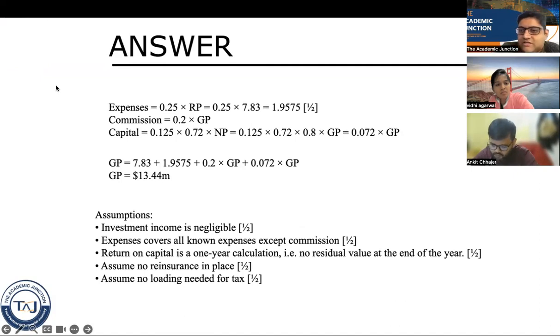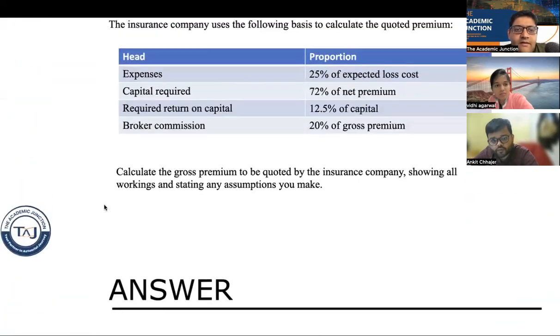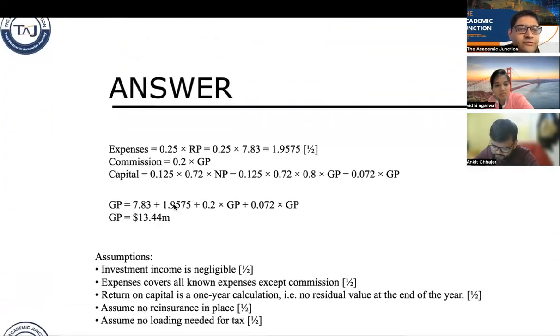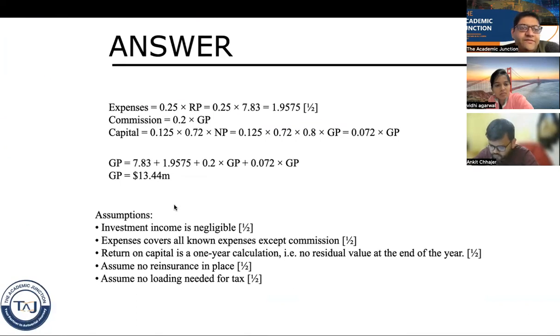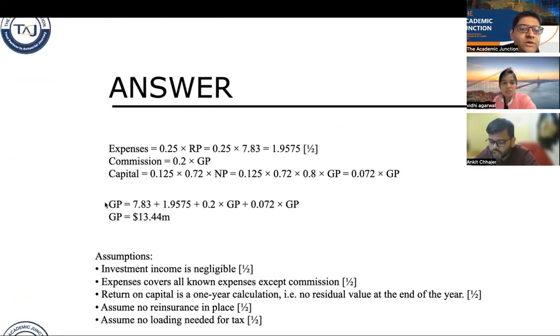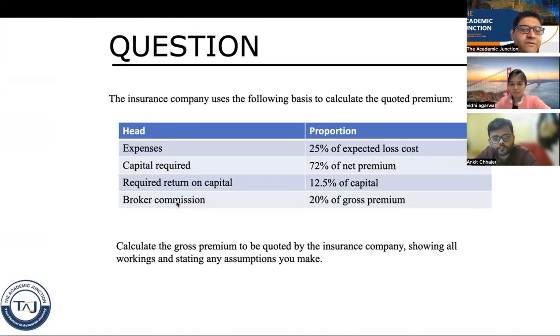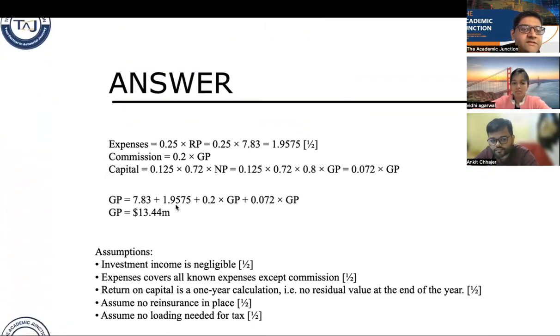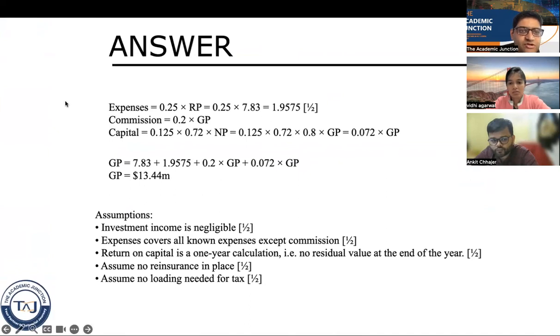You have the equations, and you basically get expenses, which is already mentioned. If you look at the slide, expenses is 25% of the expected loss cost. So if RP is risk premium, expenses is 0.25 RP, which is 0.25 into 7.83 million, about 1.95 million. Then commission is 20% of the gross premium, so commission is 0.2 into GP, which you don't know yet.